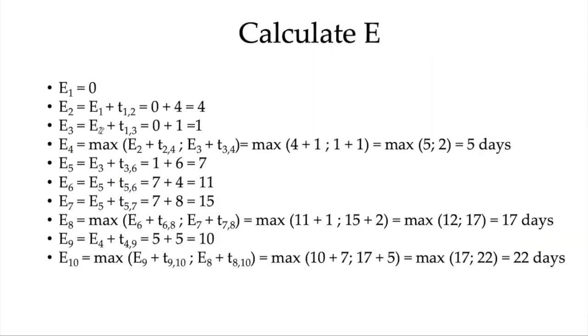So all the earliest times E can be computed like this. E1 is 0, E2 is 4, E3 is 1, E4 is the maximum of these two, so 5 days, E5 is 7, then 6, 11, 15, 17, 10 and 22.